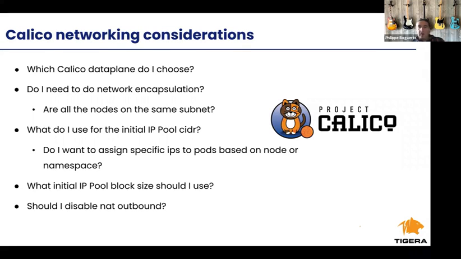Another thing to take into account is whether we're going to use VXLAN or IPIP encapsulation, or whether we don't need encapsulation. As I mentioned, one of the good things about Calico is the flexibility and the way you can fine-tune the networking.